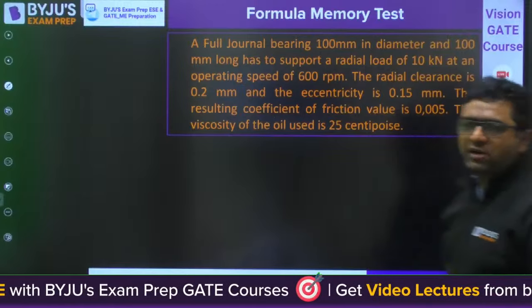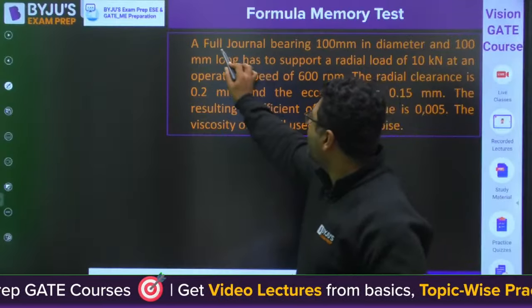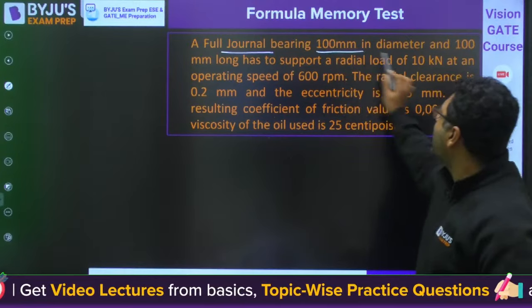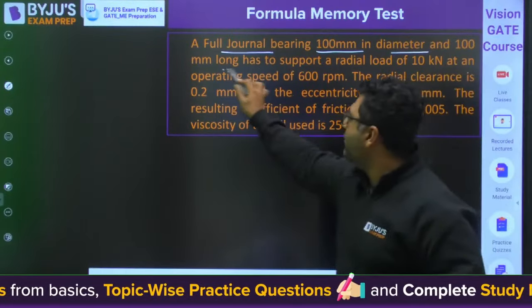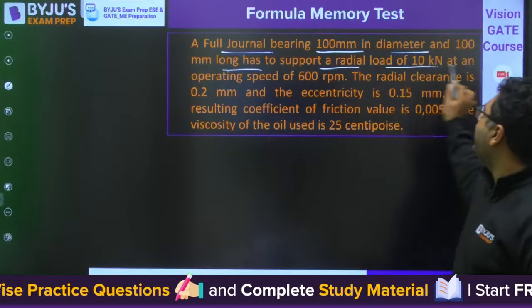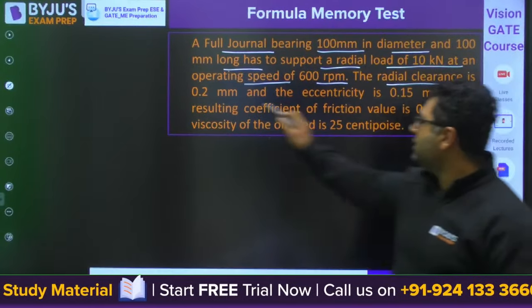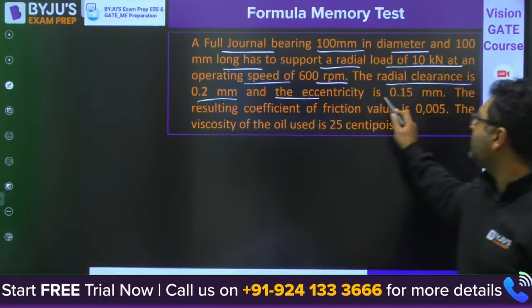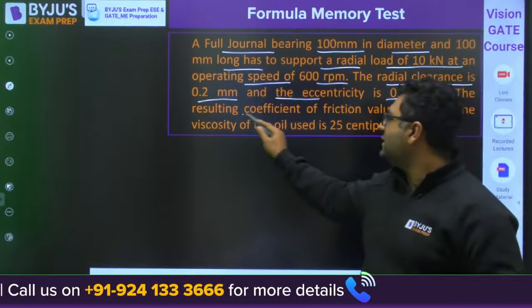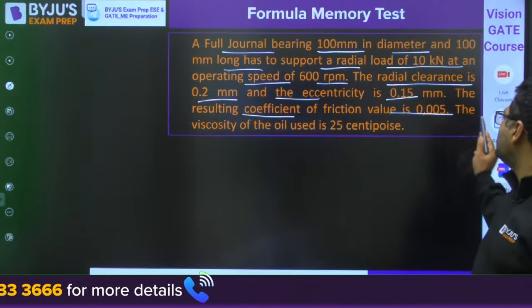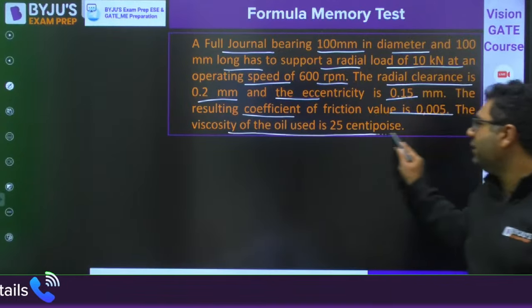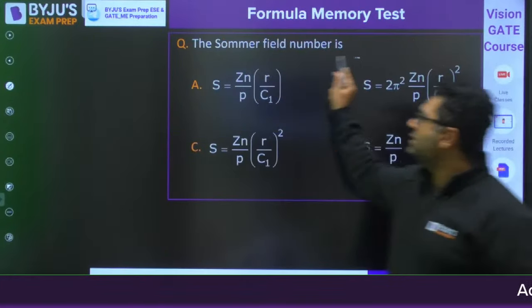Then my dear, the journal bearing. They have given the data. Full journal bearing is this mm in diameter, this mm long, has to support a radial load of 10 kilonewton at operating speed of 600 rpm. Radial clearance is 0.2 mm and the eccentricity is 0.15 mm. The resulting coefficient of friction is 0.005. Viscosity of the lubricant is this. And they are asking what is the Sommerfeld number.